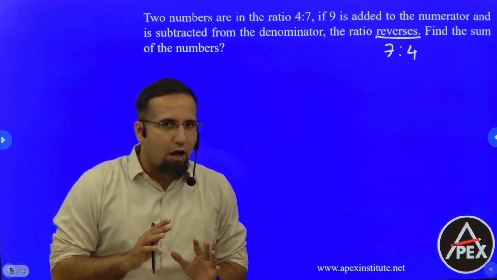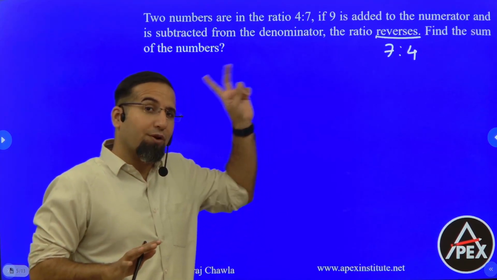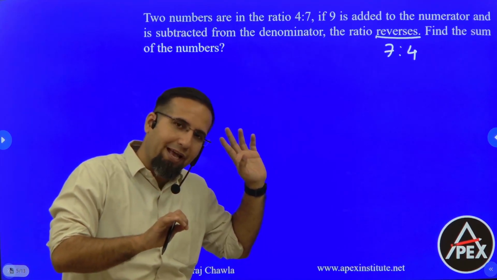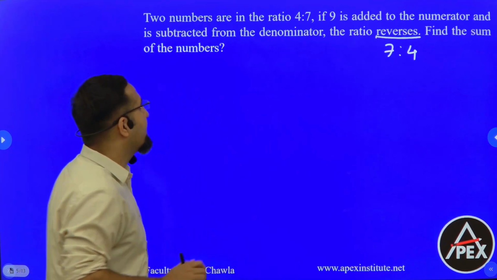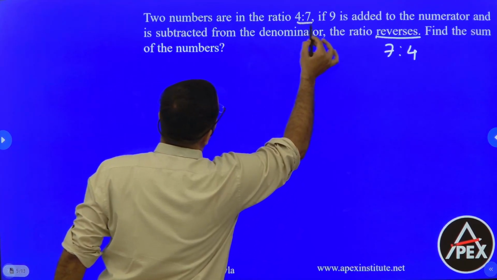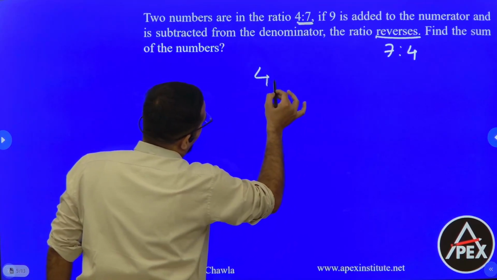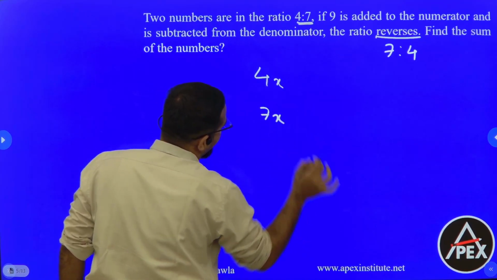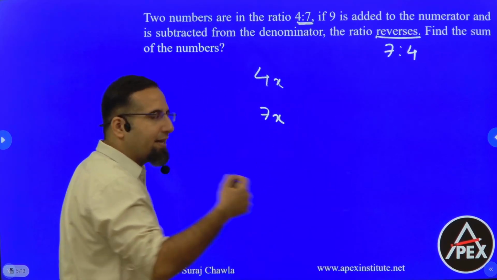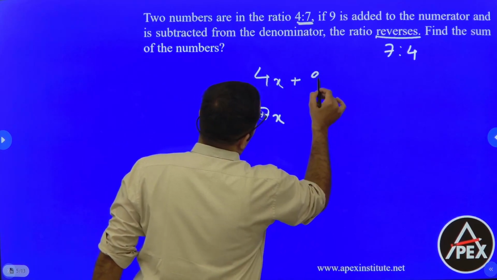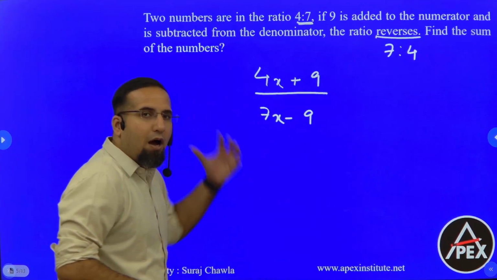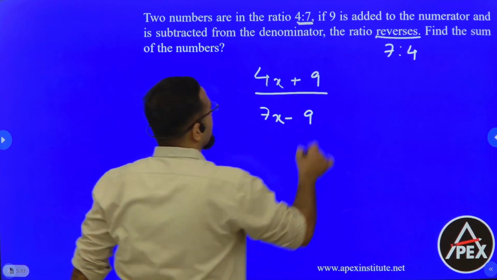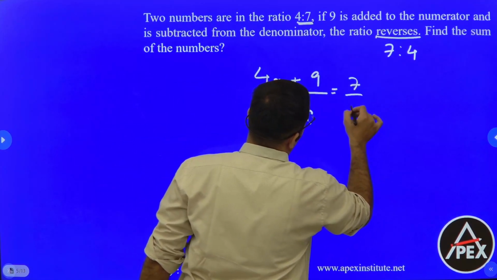ठीक है? अब हमको टोटल नहीं दिया हुआ है बट हमको रेशियो दिया हुआ है. Then what is the best method, guys? The best method is ratio to actual value. ठीक है, तो अगर रेशियो 4:7 है तो उनका एक्चुअल वैल्यू हो गया 4x and 7x. I am adding 9 to the numerator and I am subtracting 9 from the denominator. After this the ratio becomes 7:4.